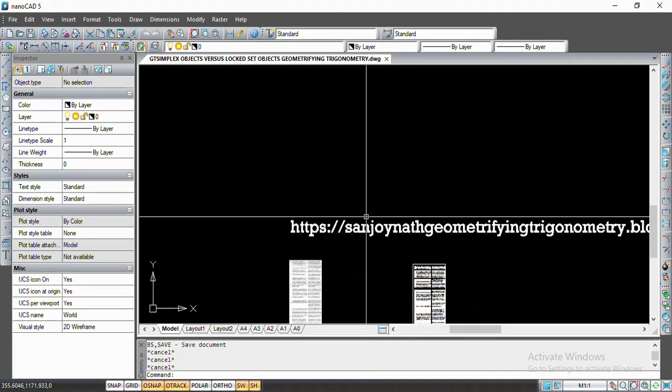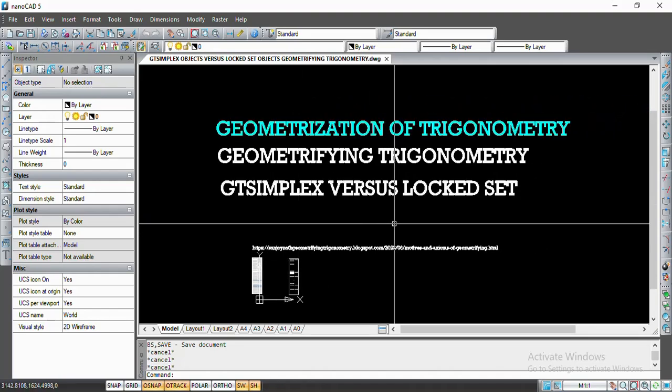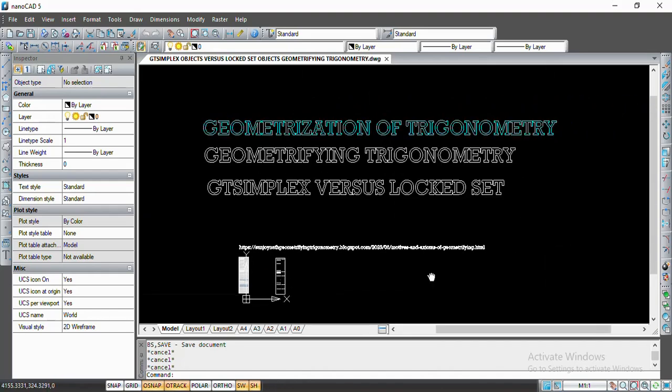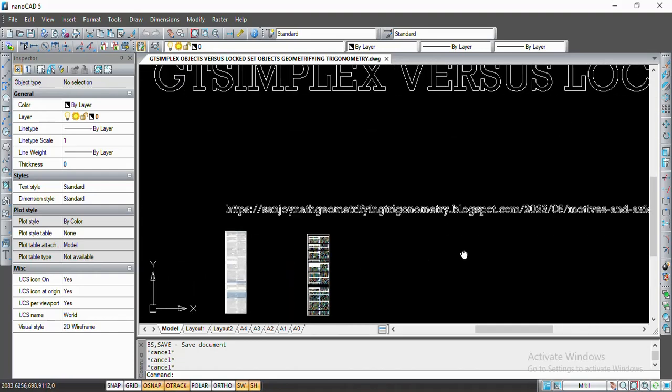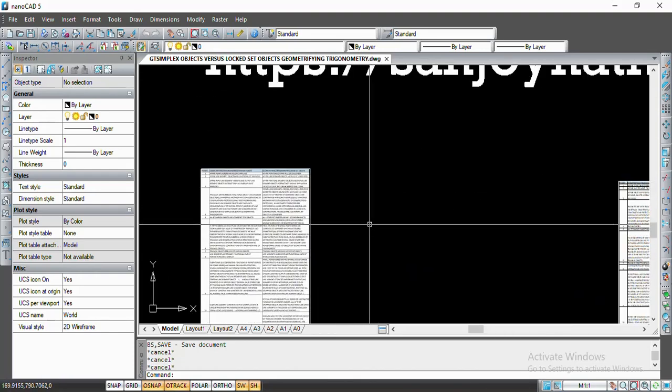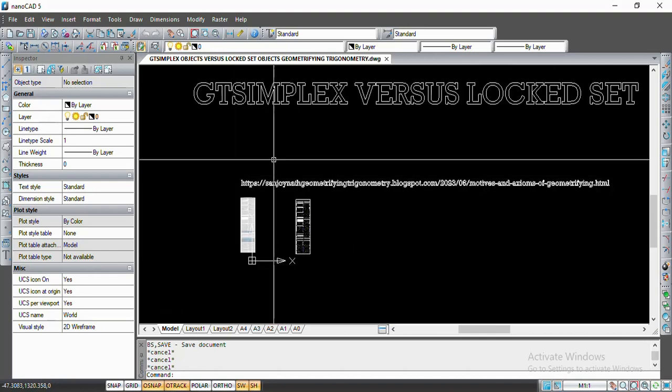Welcome to the world of geometrifying trigonometry. It is also called the geometrization of trigonometry. Mainly, today we will discuss the Gtsimplexes versus locked sets in geometrifying trigonometry.